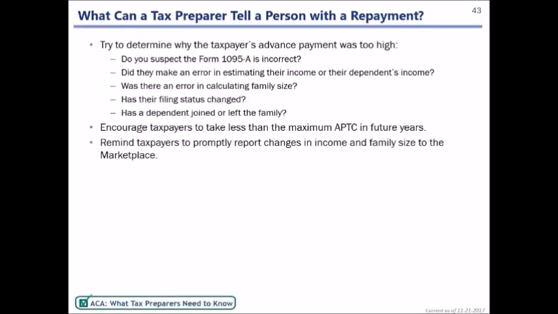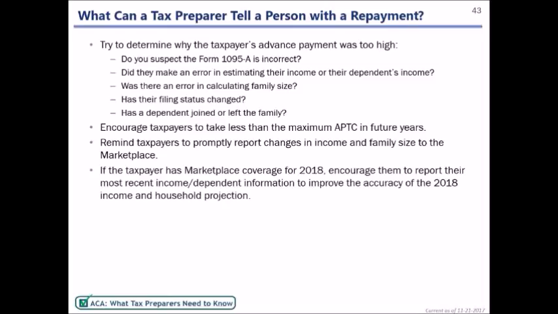You can also remind taxpayers that they need to promptly report changes in income and family size. So it might be that someone started out with information similar to what they told the marketplace, but then they got a new job and they never told the marketplace about the new job. And now they have more income and it wasn't accounted for in the premium tax credits, and now they've got to repay.